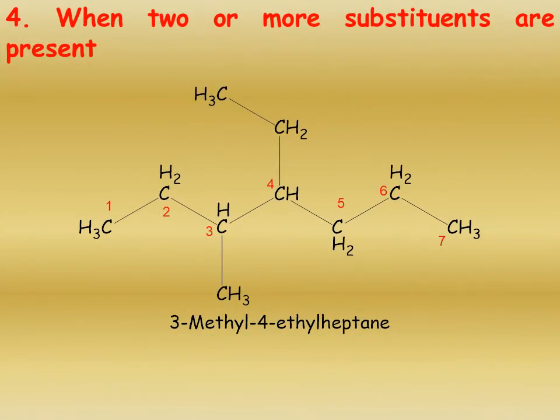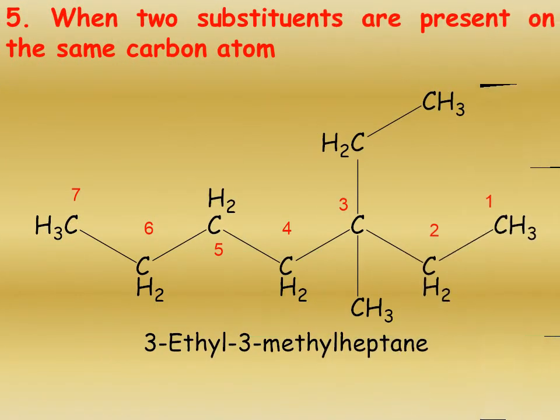When 2 or more substituents are present on the longest continuous chain, then each substituent is given a number which shows its location. For example, 3-methyl-4-ethylheptane. When 2 substituents are present on the same carbon atom, then use that number twice to show the location of both substituents, as shown in the given example.